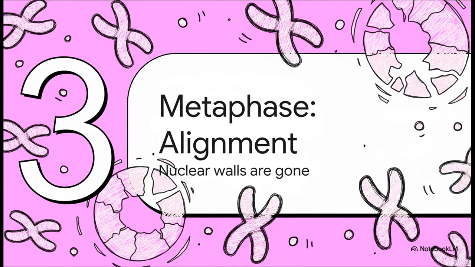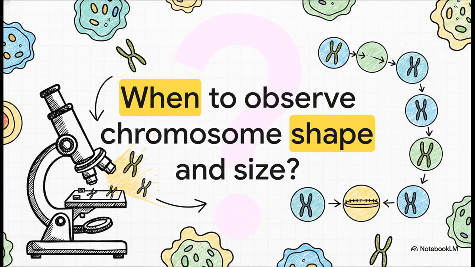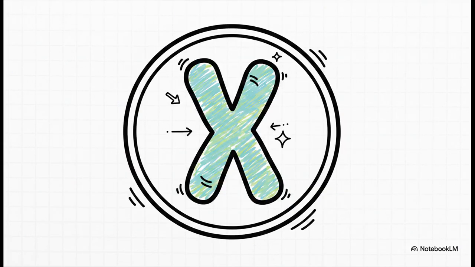Section 3. Metaphase, the perfect alignment. The nuclear walls are completely gone. So, as we enter metaphase, the nuclear envelope completely disintegrates, which leaves the chromosomes just floating directly in the cytoplasm. Which brings up a really fascinating practical question. If you are a biologist staring through a microscope, when is the absolute best time to observe a chromosome's shape and size? The answer? Metaphase.